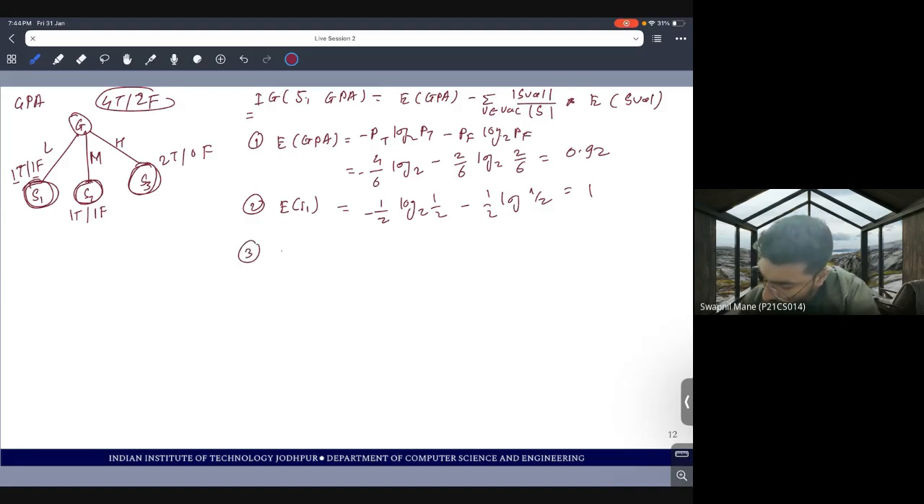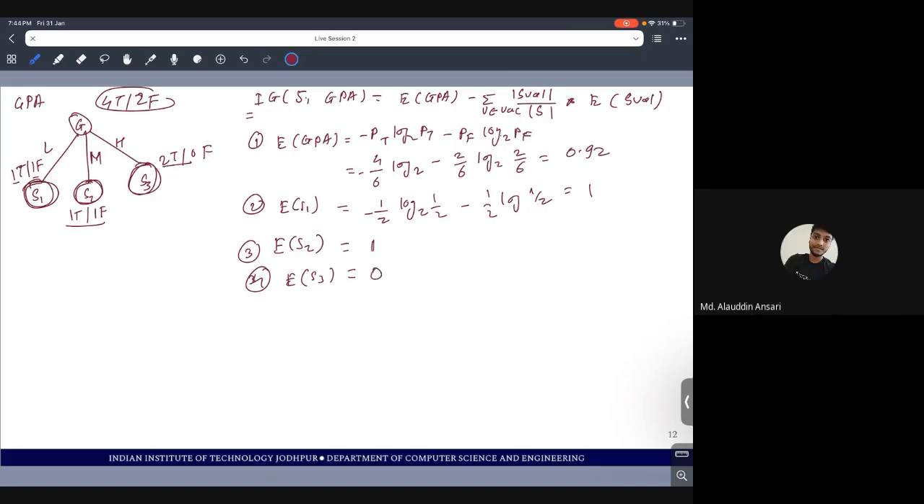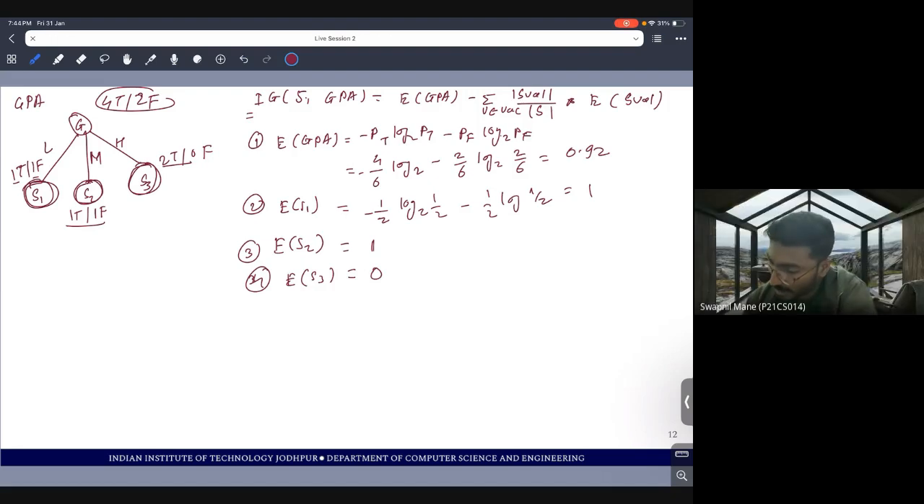So for the split 3, the entropy for split 2, we are getting 1. Right, the same we have calculated, because you can see the values are the same, 1T, 1F. Then for the fourth one, which is the entropy of S3, that is a pure split, we are getting 0.